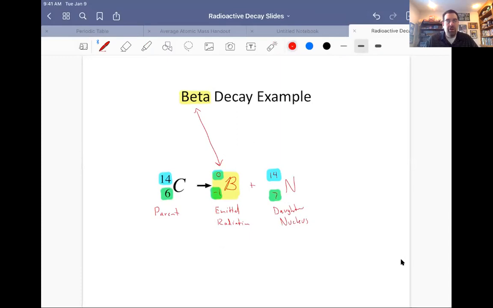So our parent nucleus is carbon-14. When it gives off a particle, that particle is really small. And then the daughter nucleus is nitrogen-14. The mass stays the same, but one of the neutrons has turned into a proton.